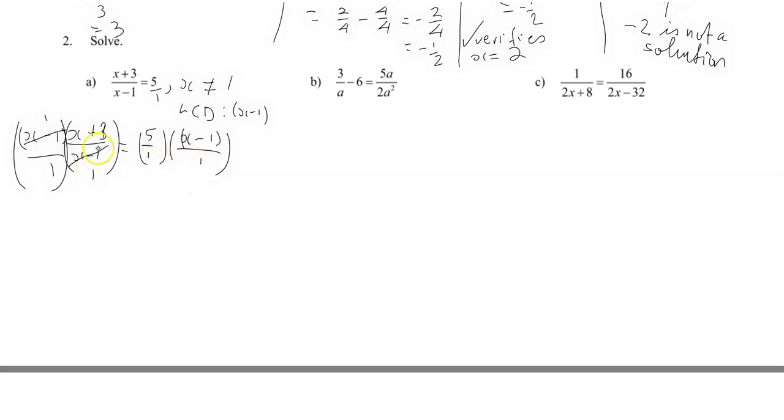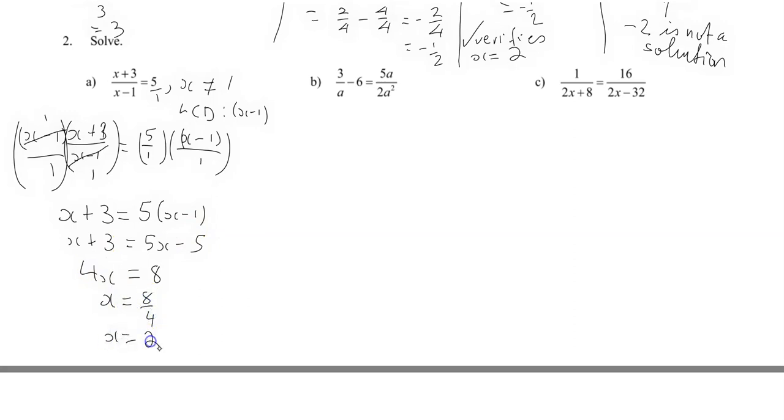1. So we are left with x plus 3 is equal to, okay, so we'll clean it up first, and then we'll expand. So 5x minus 5. So move this over, you'll get 4x. Move that over, you'll get 8. Now I moved that to that side, and then I took the whole 4x over to the left-hand side. And we get x equals 2.